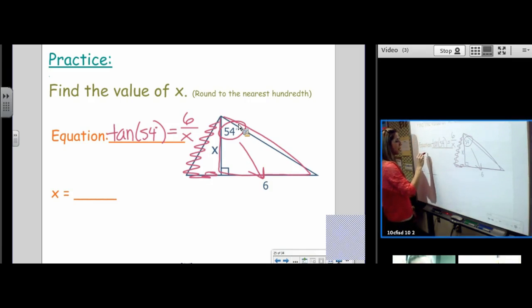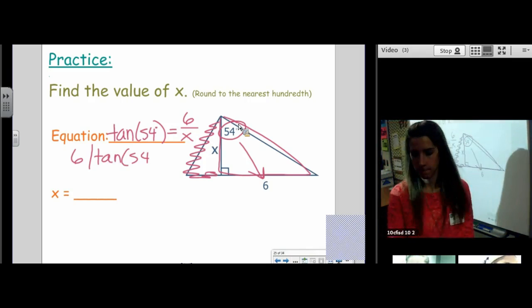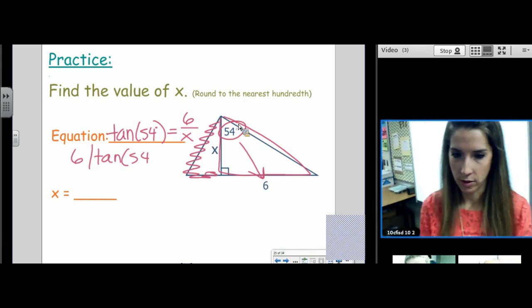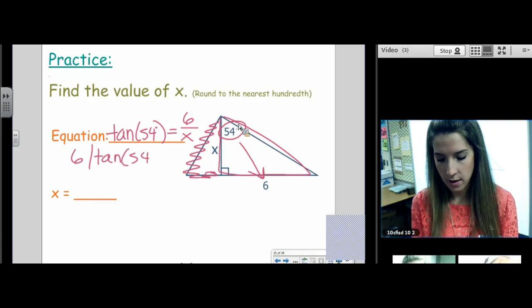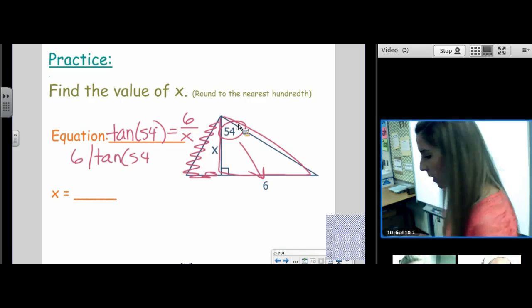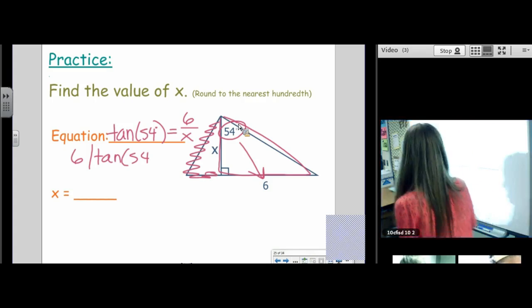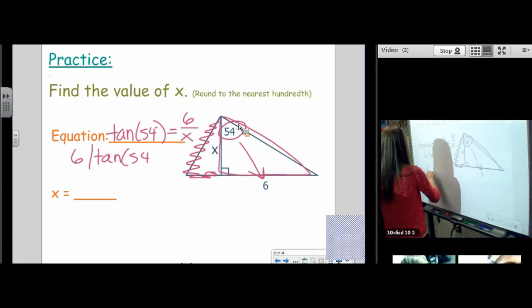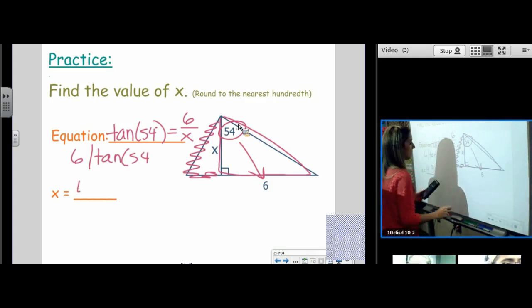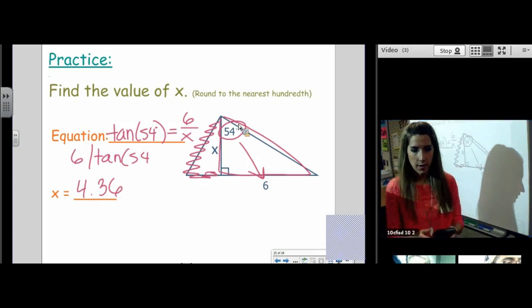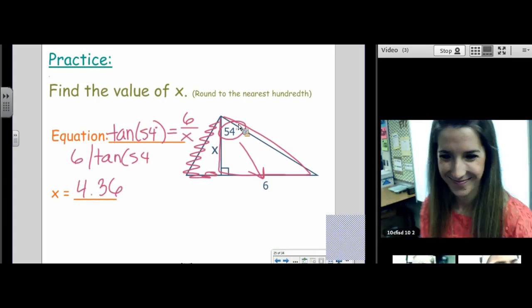X is in the denominator. Denominator divide. 6 divided by tan 54. You always look at where the variable is. Denominator divide. 6 divided by tan 54. And that's a pretty short side, huh? 4.36 if we round to the nearest hundredth like it tells us to do.